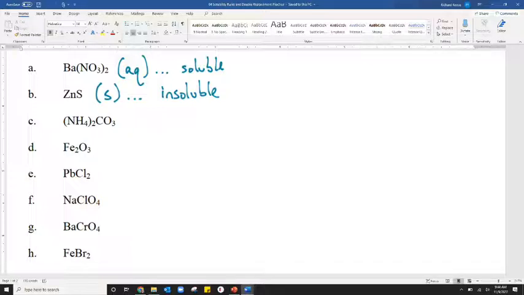Okay, let's look at this one. It starts off with NH4. As soon as you see NH4, the polyatomic ion, I want you to look at rule number 1. And what does it say about anything that contains NH4? Soluble, you got it.